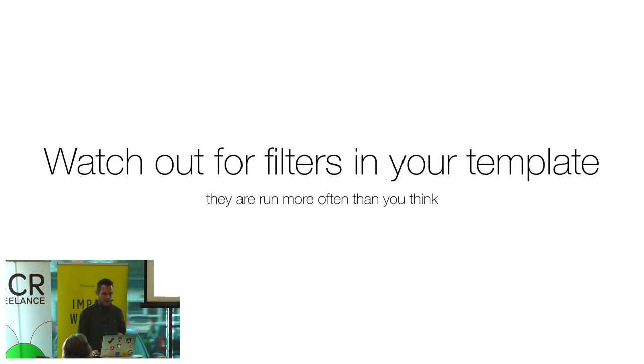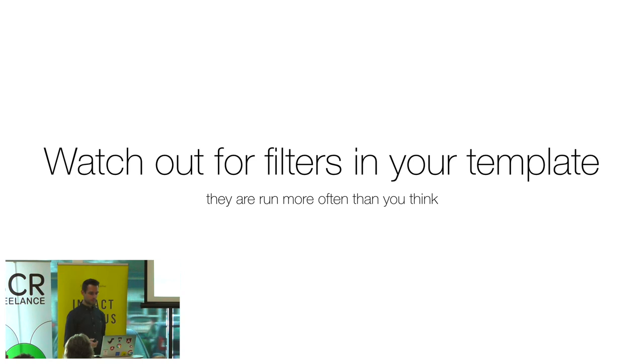Filters in your template are also a performance issue, because they're run more often than you think. So I talked before about how apply is called multiple times. You should think that filters would just be called once and then cached or something. But obviously, we can only cache the value of what's returned from the filter. So every time anything is changed, every time apply is called, we'll actually rerun the filter to see if the filtered value is still what it was before. So that's a pretty big thing as well. So you probably don't want that.